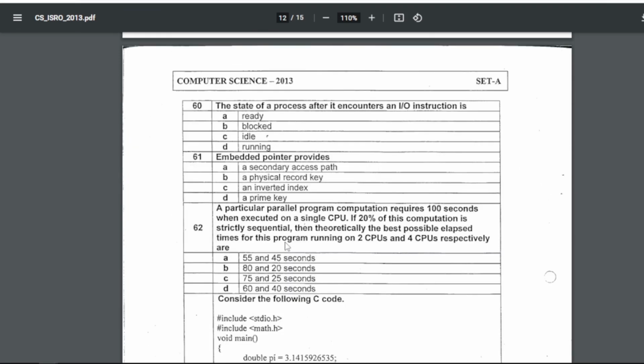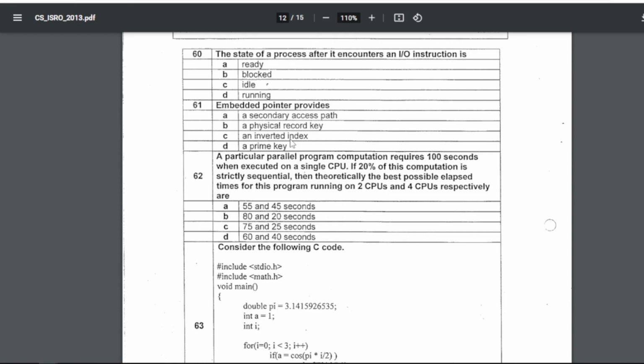Now question number 60 is, the state of a process after it encounters the IO instruction is what? So the state of a process after it encounters an IO instruction is basically B, that is blocked. Because whenever a process is just created, it is kept in a ready queue, right? So when it starts execution, it is in a running state. As soon as it starts doing input output operation, it is kept in the blocked state. So for 60, blocked will be our answer.